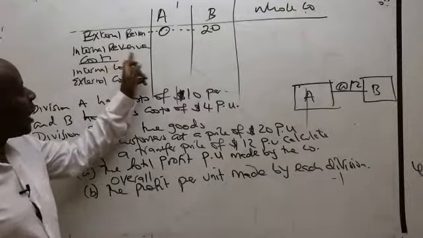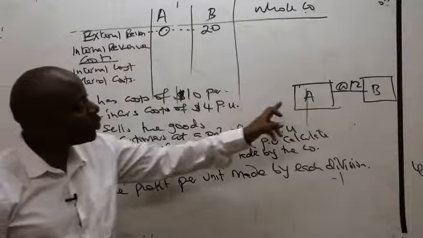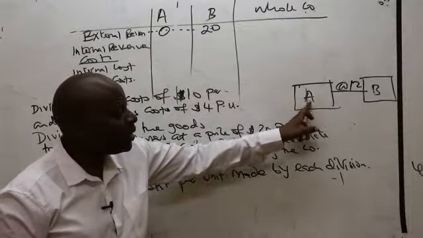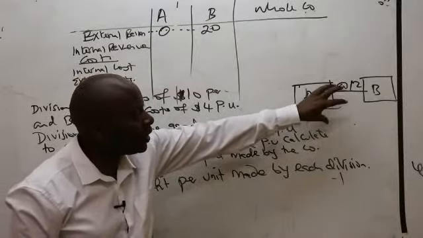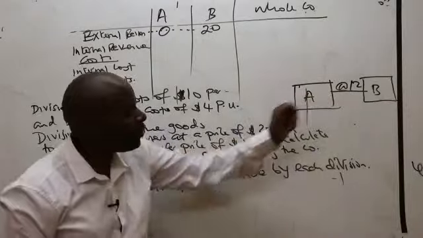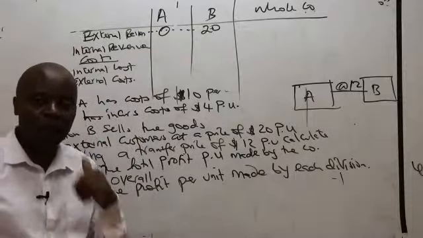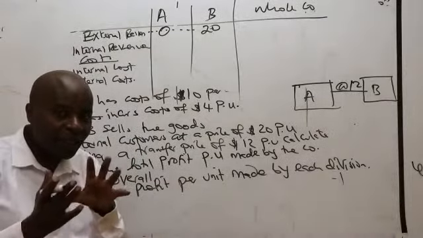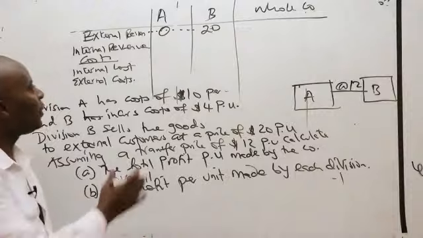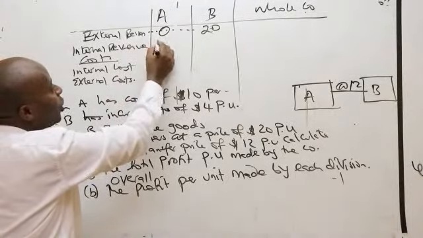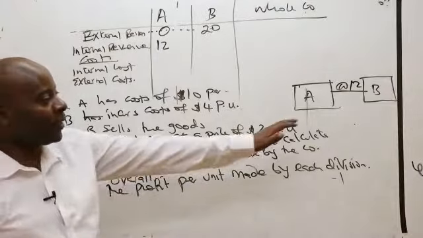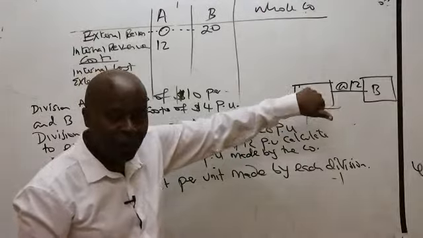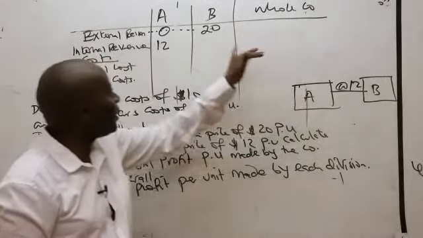Now comes the internal revenue. Internal revenue is the one that A is making. A is selling these goods to B, and they earn a price of 12. They never gave us quantities, otherwise we would have multiplied. So we have internal revenue per unit of 12. And you can see, ladies and gentlemen, that B does not have any internal sale. So B's internal revenue is 0.